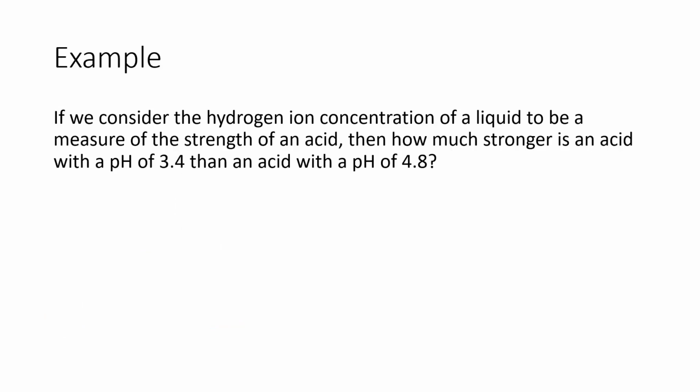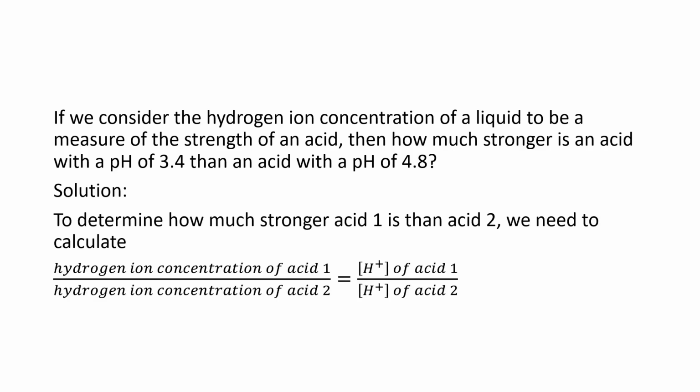All right, now, if we consider the hydrogen ion concentration of a liquid to be a measure of the strength of an acid, how much stronger is an acid that has a pH of 3.4 than an acid with a pH of 4.8? Well, let's find out. So to determine how much stronger acid 1 is than acid 2, we need to calculate the hydrogen ion concentration of acid 1 and divide that by the hydrogen ion concentration of acid 2. In other words, the H+ of acid 1 over the H+ of acid 2.